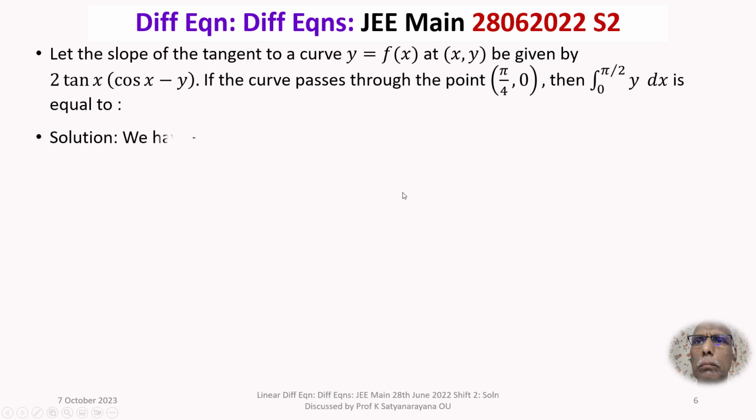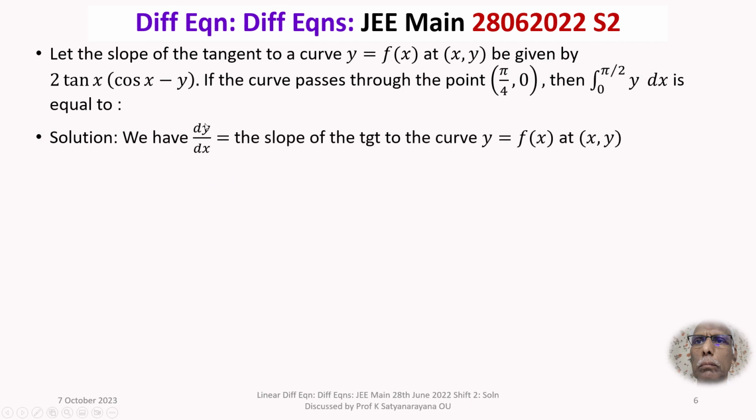We now discuss the solution of the problem in detail. We have dy by dx, which represents the slope of the tangent to the given curve y is equal to f of x at any point x comma y. It is given that this slope dy by dx is equal to 2 times tan x in brackets cos x minus y.